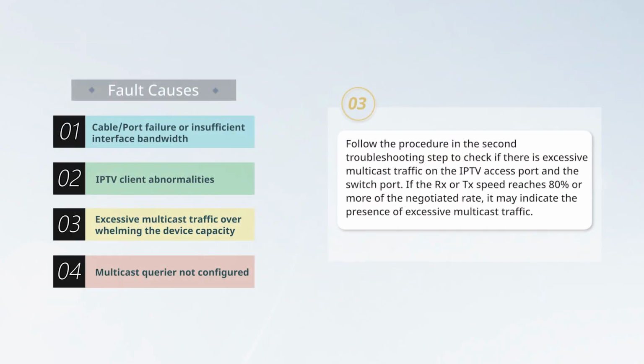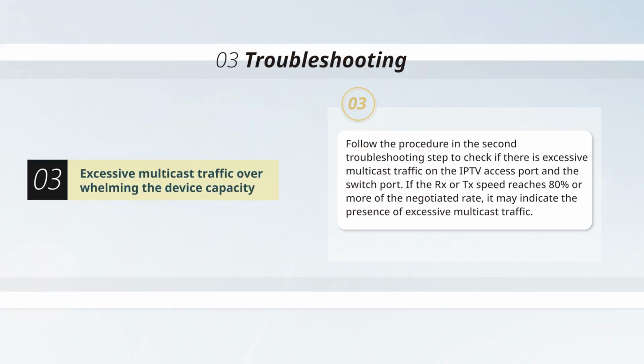Follow the procedure in the second troubleshooting step to check if there is excessive multicast traffic on the IPTV access port and the switch port. If the RX or TX speed reaches 80% or more of the negotiated rate, it may indicate the presence of excessive multicast traffic.